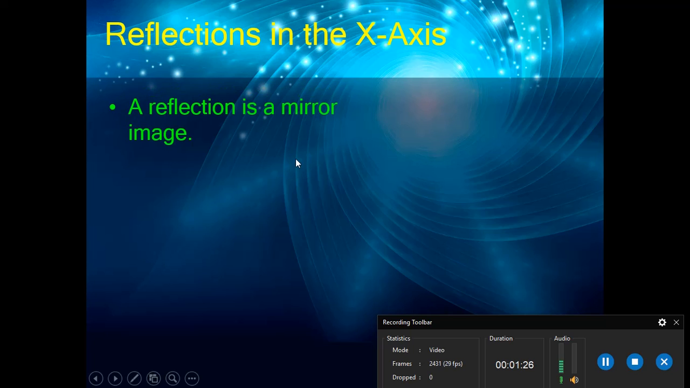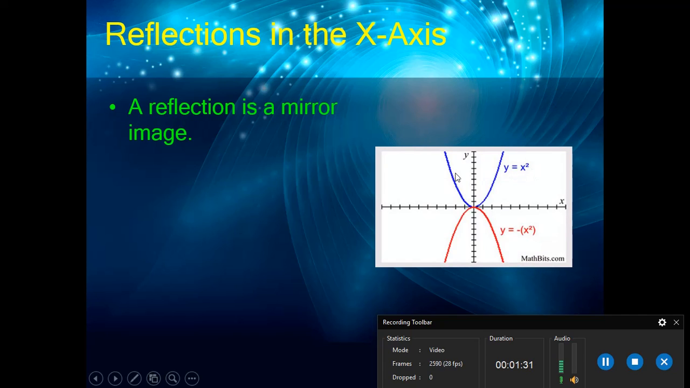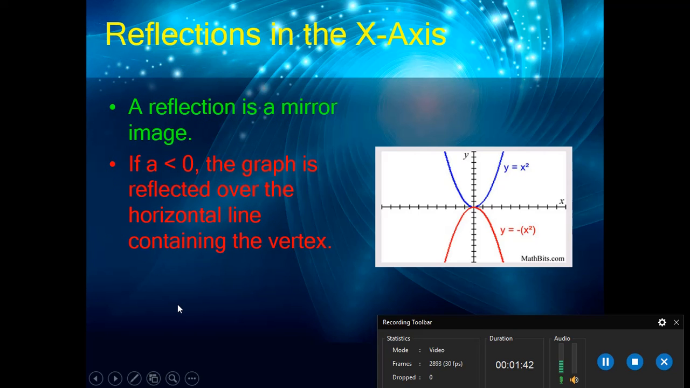We have talked about reflections. What we're doing is creating a mirror image. So if we have our parent function in blue, if we reflect it over the x-axis, we will create an image in red. The value of a, which is the coefficient of your quadratic term, does control the reflection aspect. So if a is less than 0, which means it's negative, we're reflecting it over a horizontal line. And it's not always the x-axis. It can be any horizontal line in the coordinate plane.